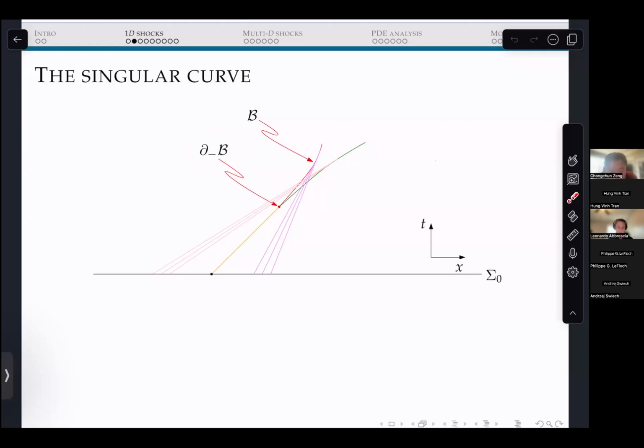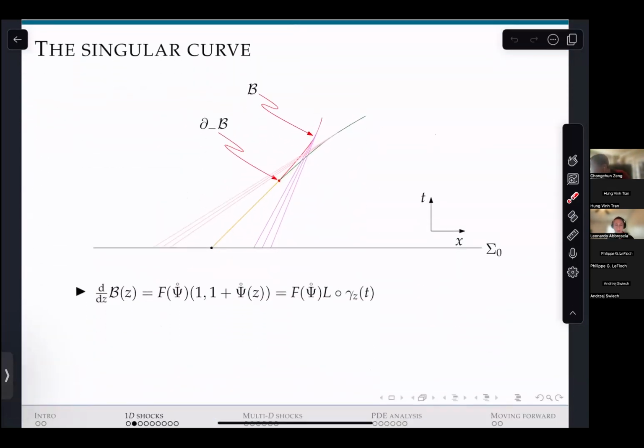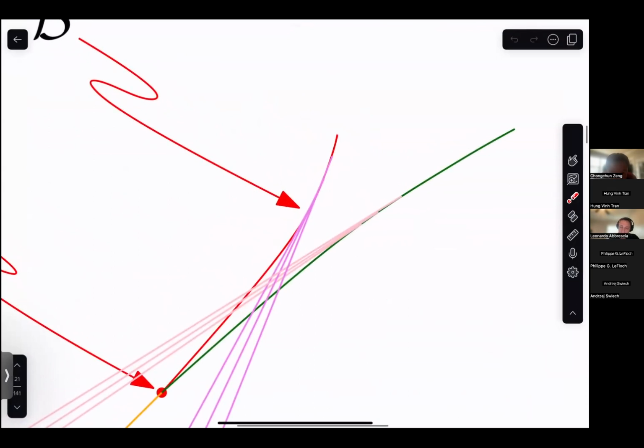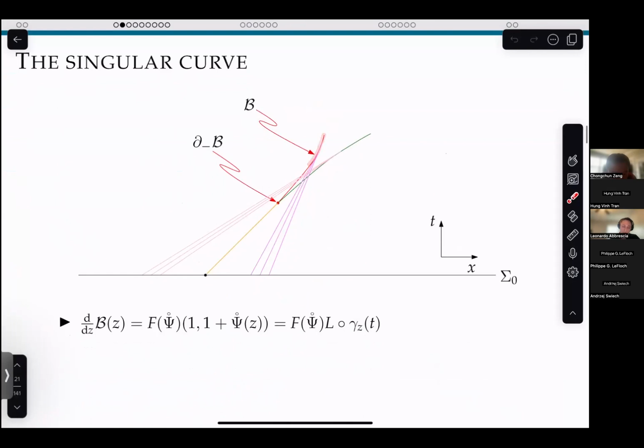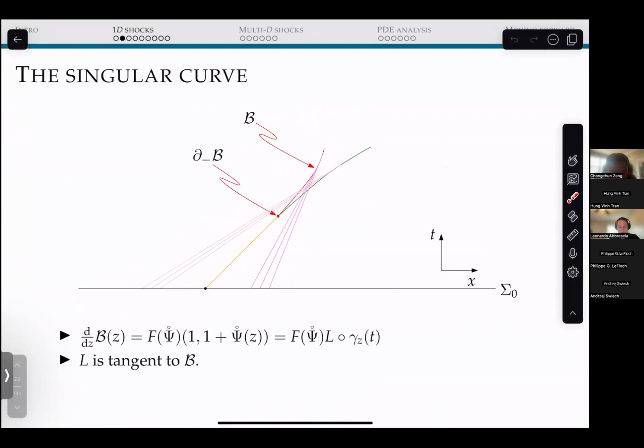But nevertheless, let me tell you more details. If you ask any undergraduate student what to do when you have a curve, they take the derivative. And this is just a quick exercise for you, that the derivative of the curve with respect to z is proportional to L. And so as you can see, if you zoom in, the characteristics are tangent to the singular curve. That's exactly what we're seeing here, that the tangent line is proportional to L. That's what I just said.